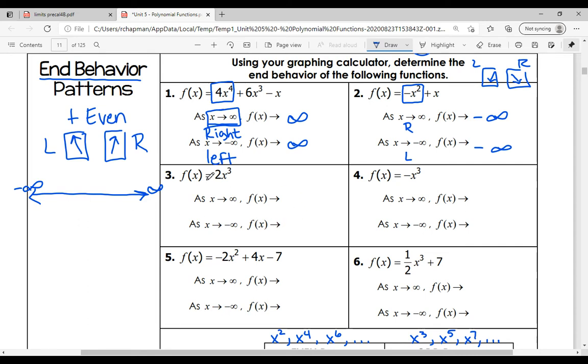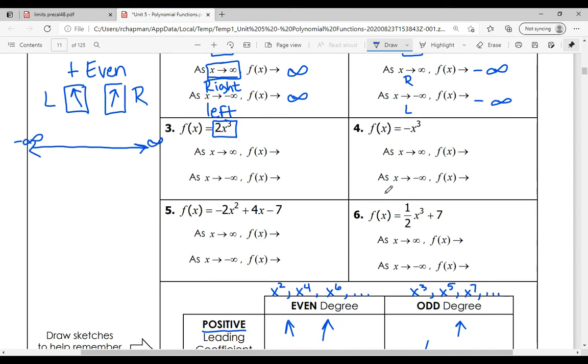Positive odds. What do the endings of a positive odd do? Odds go opposite, but which side goes down and which side goes up? Left goes down, right goes up. He said left went down, right went up. That's what he said. Remember, this is the right arrow, this is the left arrow. So when I look at that, the right side is pointing up, the left side is pointing down.